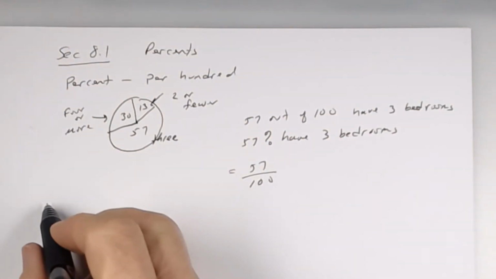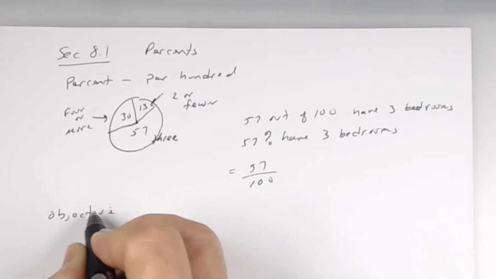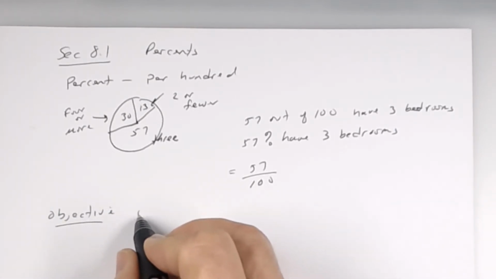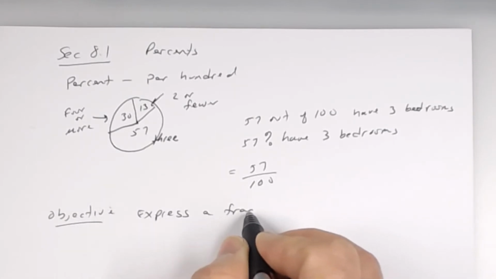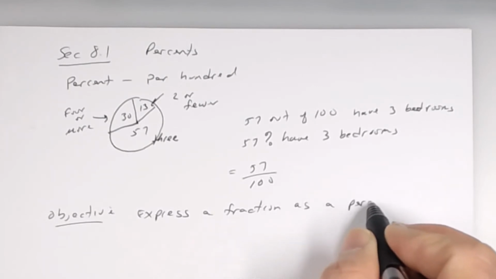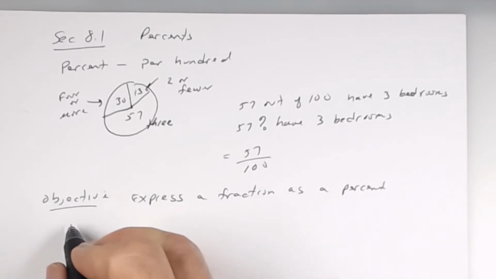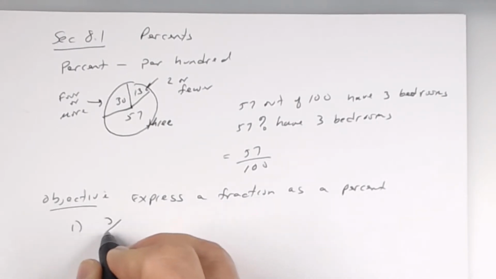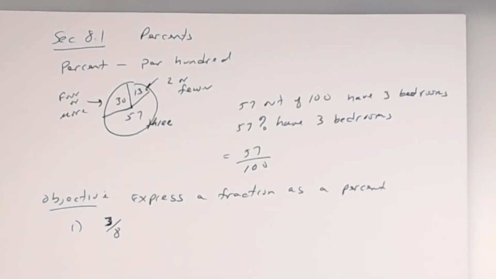So let's look at example one, the objective one. Objective one is you want to express a fraction as a percent. All right, express a fraction as a percent. So in that example, we have 3/8. All right, now listen carefully.